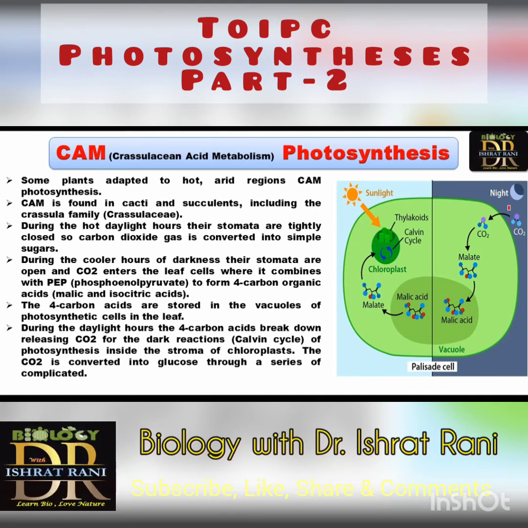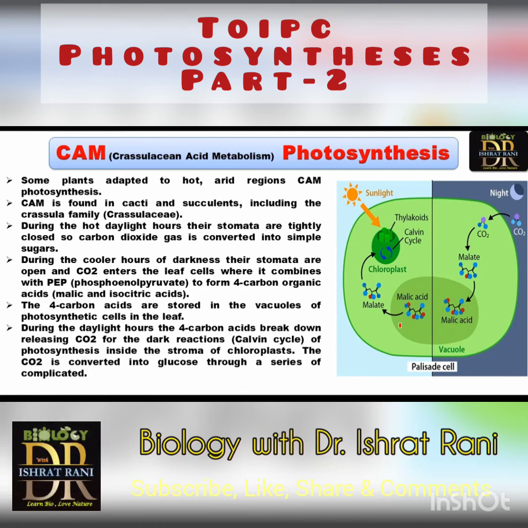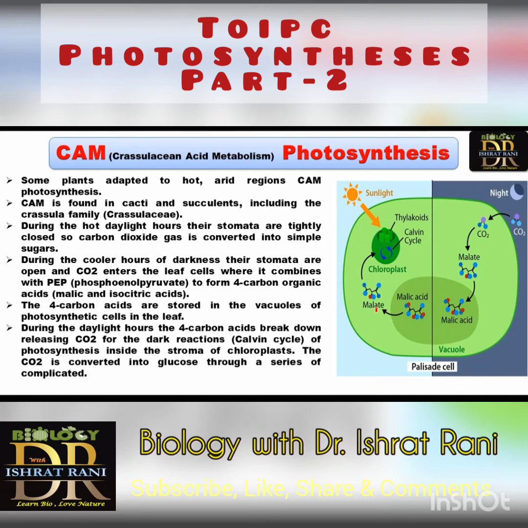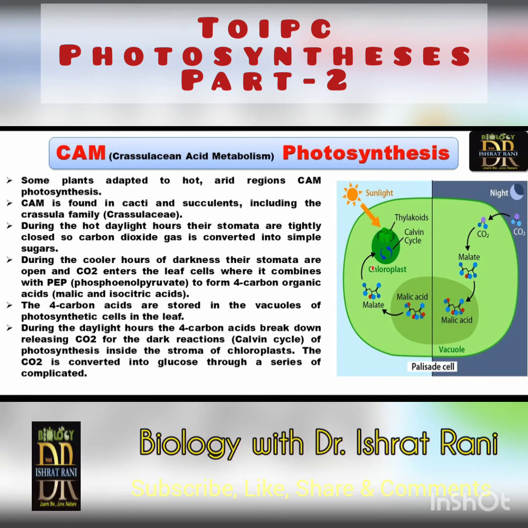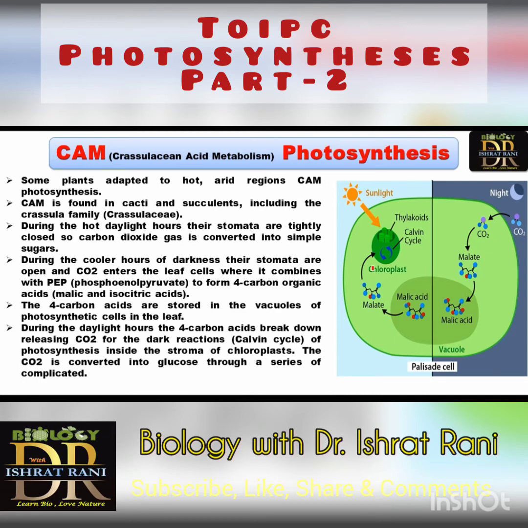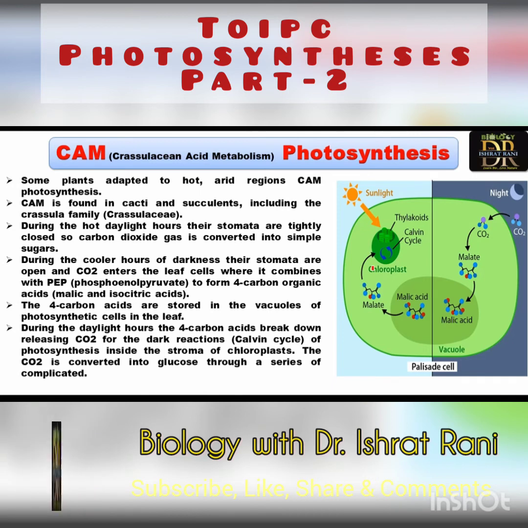You can see that at night time carbon dioxide will enter the leaf. Then this carbon dioxide is utilized to make a four carbon sugar, which is malic acid, and this will occur in the vacuole. So not in the stroma, it will occur in the vacuole of the cell. Then this malic acid, a 4 carbon acid, will enter the chloroplast, and the normal Calvin cycle will occur. This type of plant is known as a CAM plant.